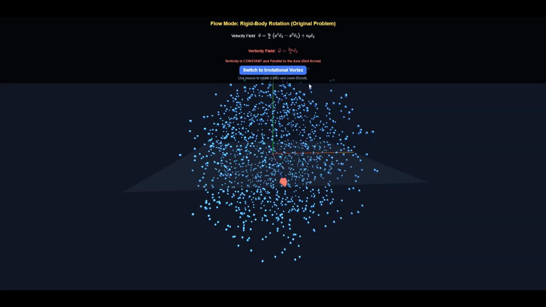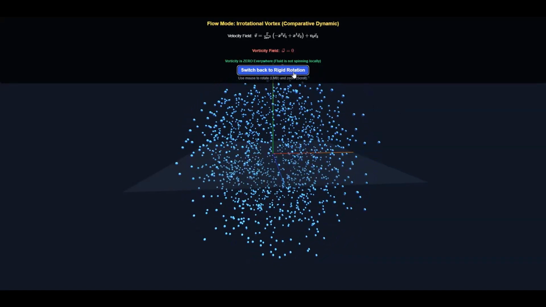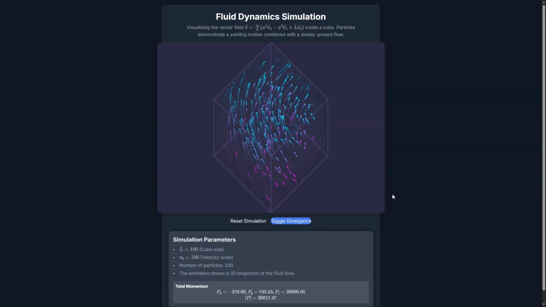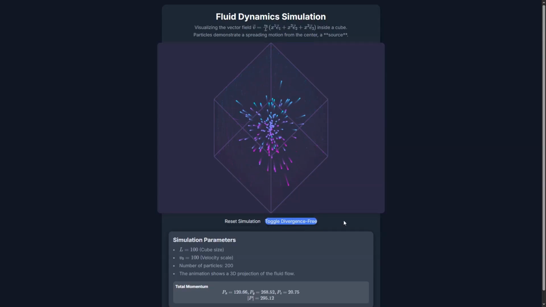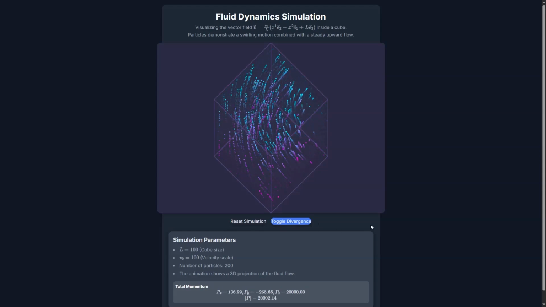Second, you have to understand the difference between just moving in a circle and, well, truly spinning. Our simulation tool contrasts two modes, rigid body rotation and an irrotational vortex. And here's the crucial part. The irrotational vortex looks like it's spinning, but it has zero vorticity. The particles orbit, but they don't spin internally. The rigid body rotation, on the other hand, has real, uniform vorticity. That's true local spin.